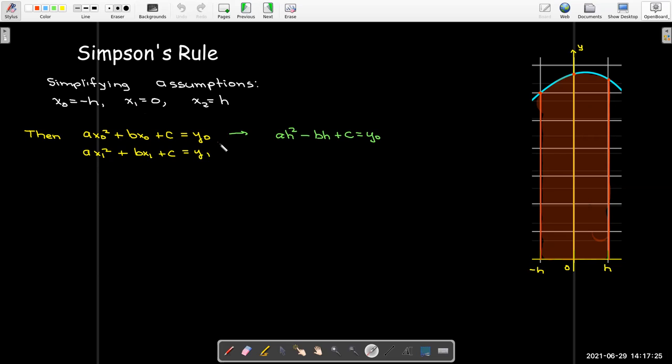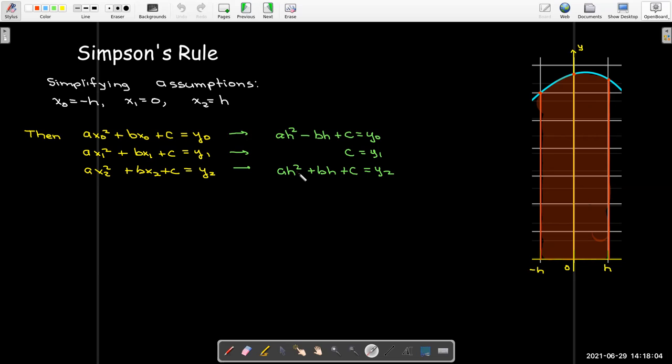The second point has to be on the parabola as well. So ax1 squared plus bx1 plus c has to equal y1. And then this helps a lot. If x1 is 0, that means that c has to be y1. And then our third point has to be on the parabola as well. So ax2 squared plus bx2 plus c has to equal y2. But then if x2 is h, then I'll have ah squared plus bh plus c equals y2.